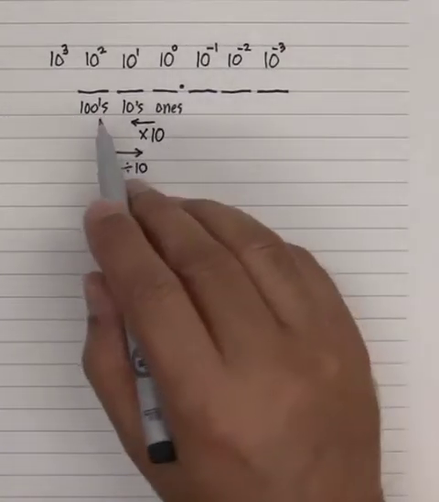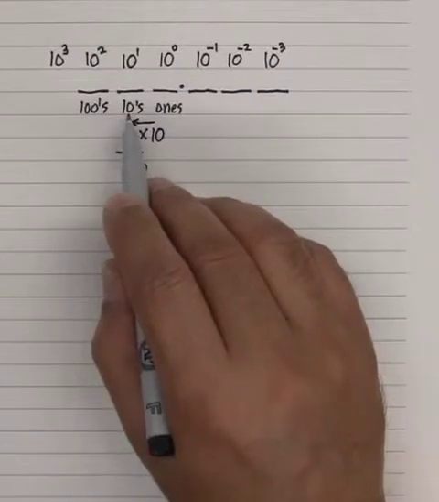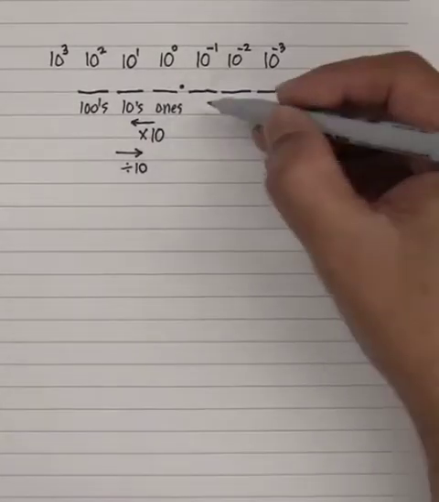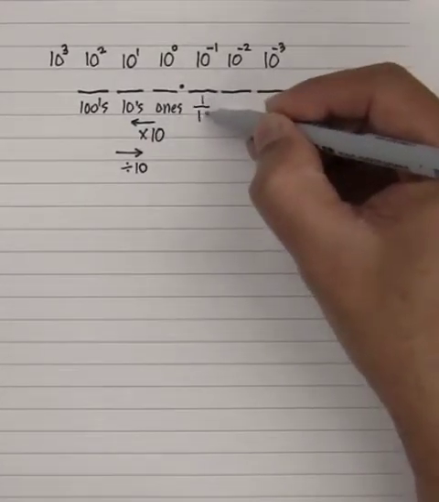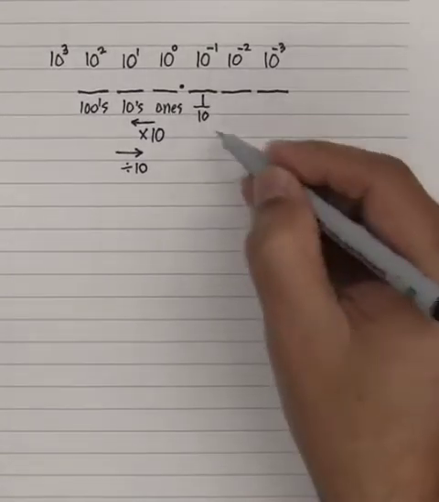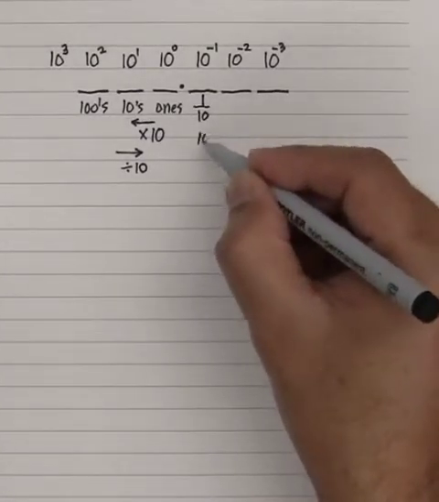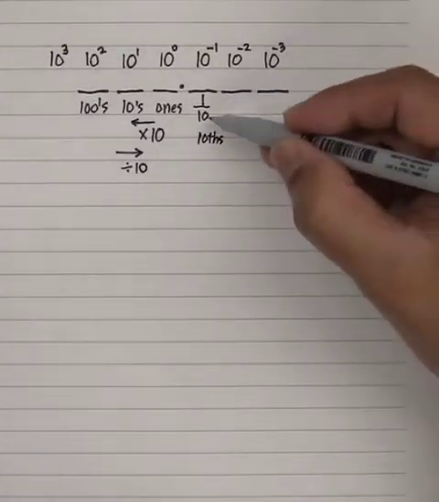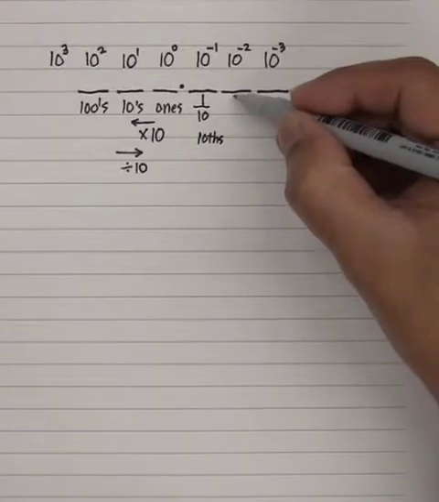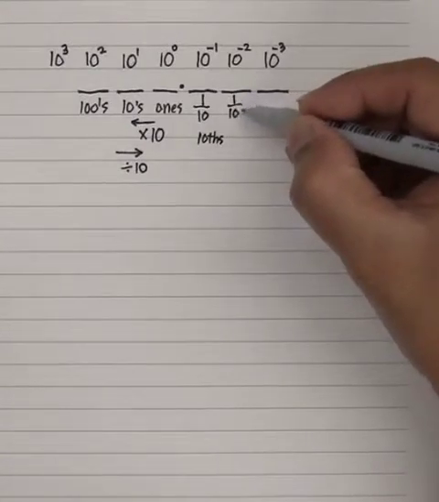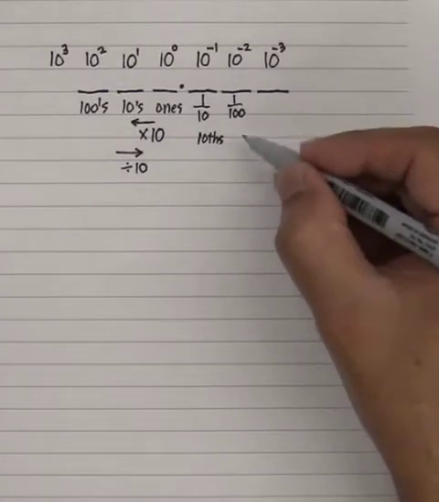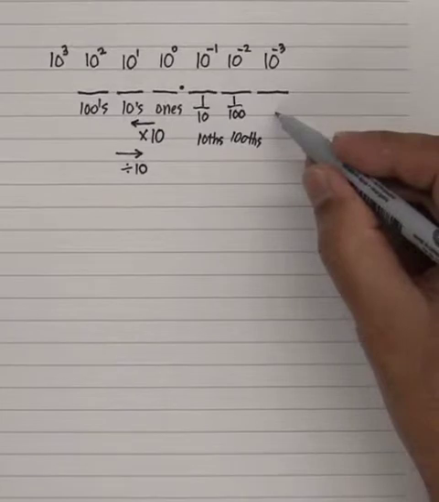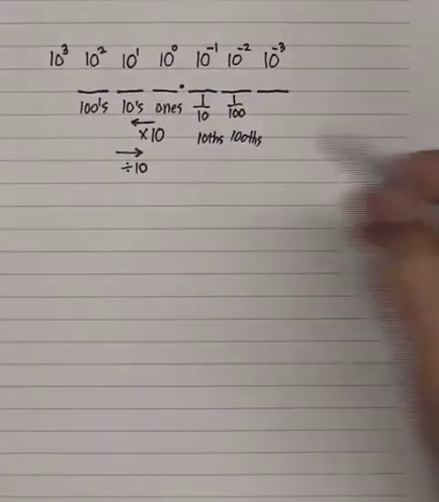We have 100 divided by 10 is 10, divided by 10 is 1, 1 divided by 10 is 1/10. So that's why this place value right here is called tenths. 1/10 divided by 10 is 1/100th. So this place is called the hundredths, thousandths, the ten-thousandths, etc.